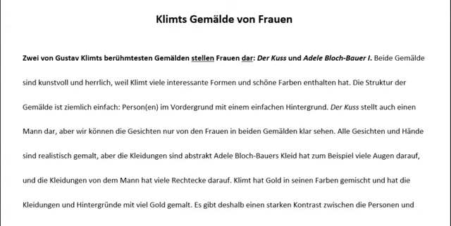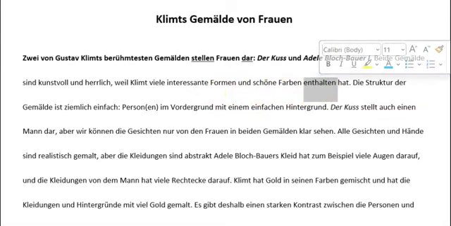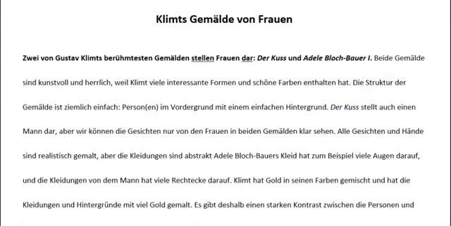So, 2 von Gustav Klimts berühmtesten Gemälden stellen Frauen dar, Der Kuss und Adele Bloch-Bauer 1. Beide Gemälde, both paintings, sind kunstvoll und herrlich, weil Klimt viele interessante Formen und schöne Farben enthalten hat. Okay, I know enthalten is a new word for you. This means to include. So because Klimt included, because it's past tense, it's got the hat here. Included many interesting shapes and beautiful colors.